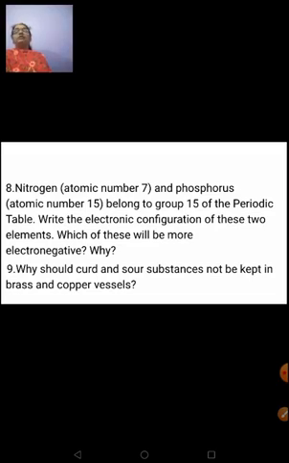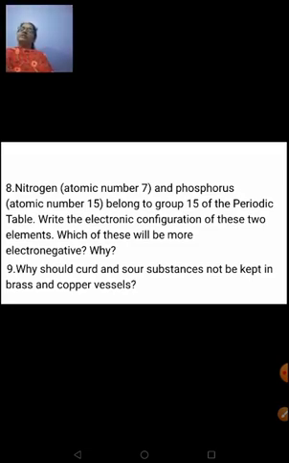But when you come down the group, nitrogen is above phosphorus, right? So nitrogen is having only 2 shells. Phosphorus is having 3 shells. So comparatively, nitrogen is smaller in size. Due to this smaller size, what will happen? The nucleus will exert a greater force on the electrons. So that is why we say that nitrogen is more electronegative when compared to phosphorus.